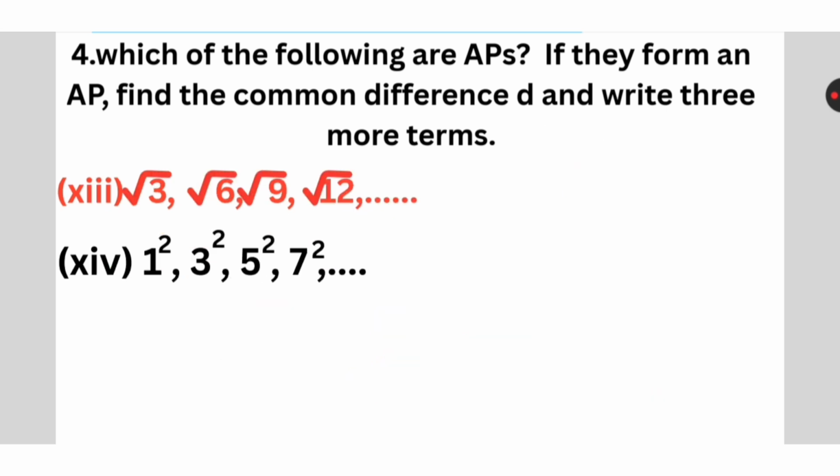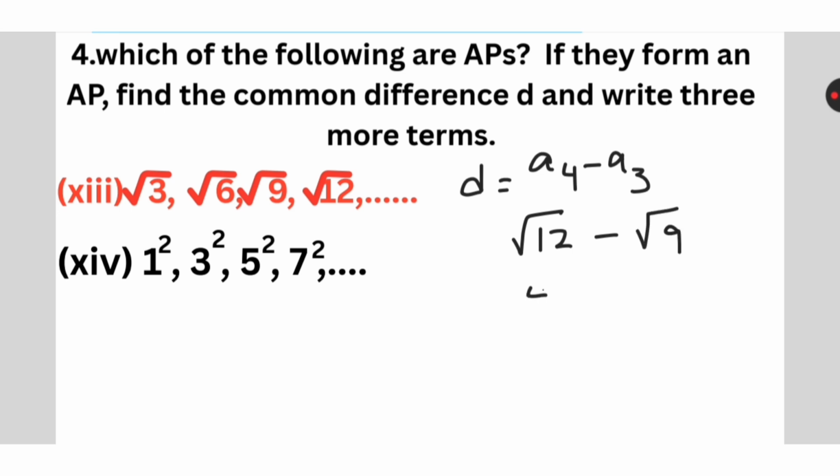Let's go to the next one: root 3, root 6, root 9, root 12. Let's see whether this forms an arithmetic progression or not. Let's check a4 minus a3. What is a4? Root 12. What is a3? The third term, which is root 9. This root 12 we can write as root of 4 times 3, which is root 4 times root 3. Root 4 is nothing but 2, so root 12 is 2 root 3. This root 9 is nothing but 3. So here the difference is 2 root 3 minus 3.